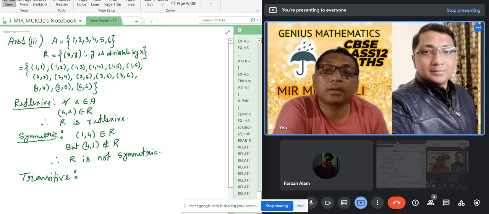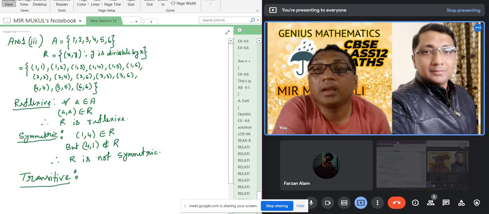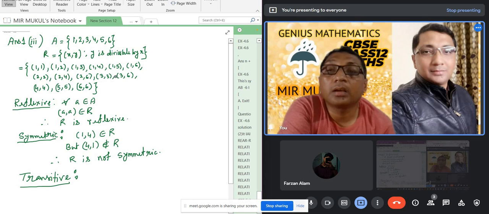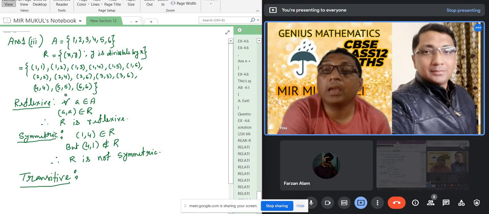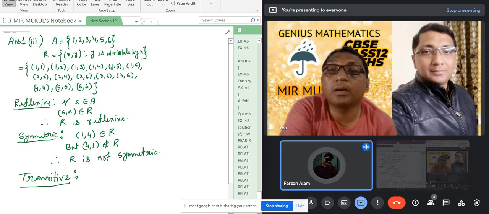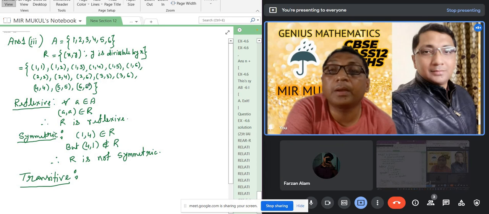Transitive. Is it transitive? Okay, here we are getting 2666. Any contradiction we are getting? No, sir. One is transitive. 1555. No, we are not getting any contradiction here.